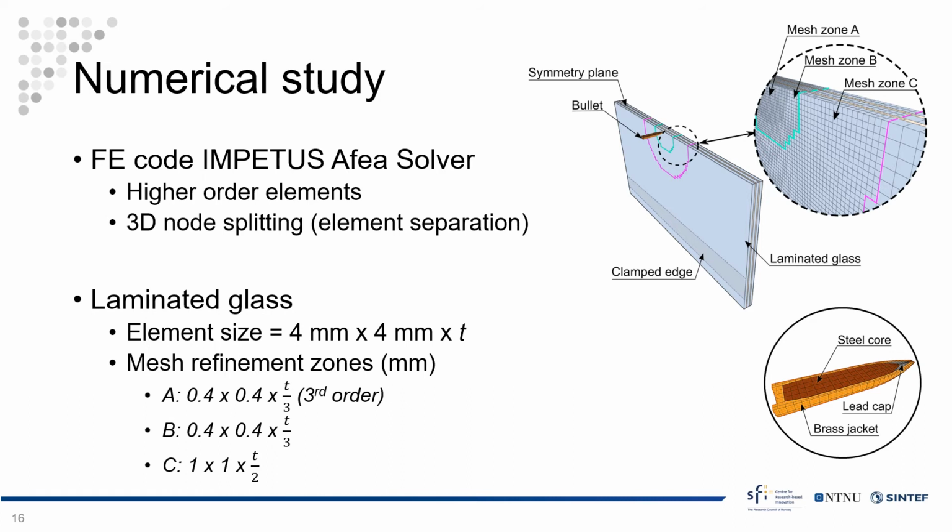For the laminated glass, we used 4 × 4 mm elements, and we also refined the mesh around the impact points. This mesh refinement was divided into 3 different zones. The inner zone was refined the most, and we also used third order elements.